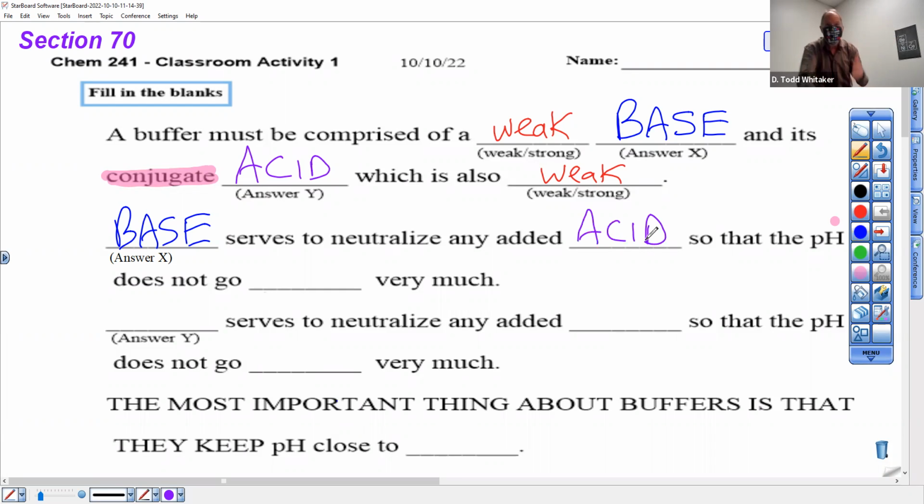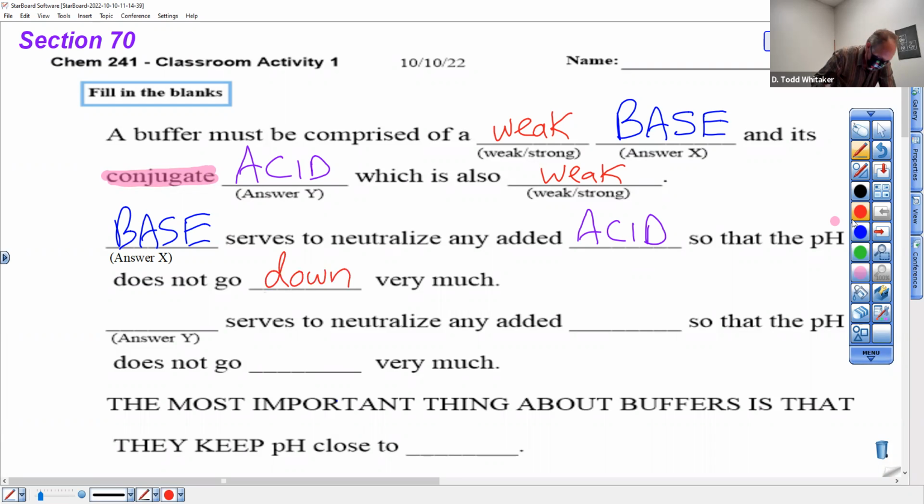So normally when you add acid to water, the pH goes which direction? Down, and it goes down precipitously. That just means really fast. So the fact that we have a base neutralizing the acid means the pH is still going to go down, but not very much at all. So down is the operative answer, isn't it? Not go down very much.